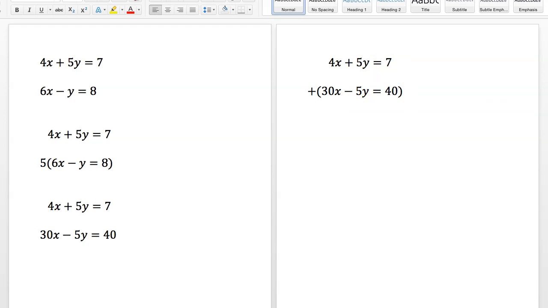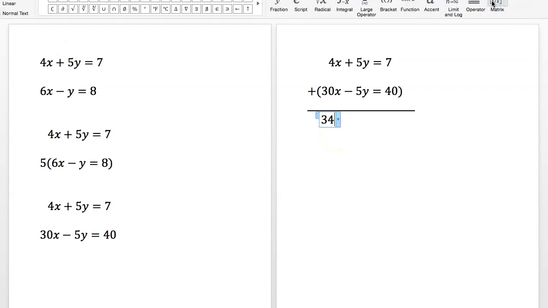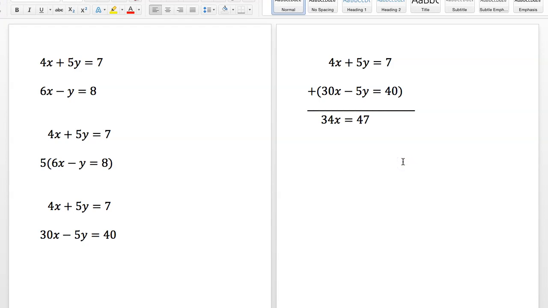Okay. Now, I cooked this problem up myself. I can't promise that this is going to come out to be a pure digit. It probably will not, but if we get lucky, yeah, maybe. Now, 4x plus 30x is 34x, and equals, now 7 plus 40 is 47, like that. Now we get 34x equals 47.